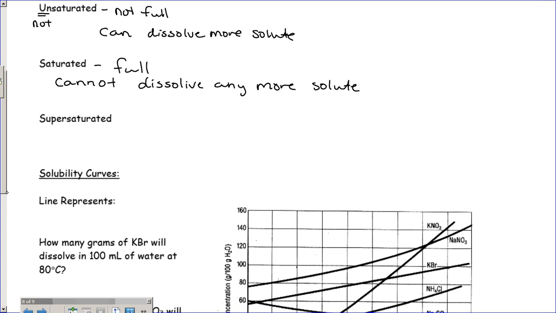If you think about the prefix super, we've got Superman. Superman is a man above man. So super means above. So this means that this has more solute dissolved than theoretically possible. Not all substances will supersaturate.